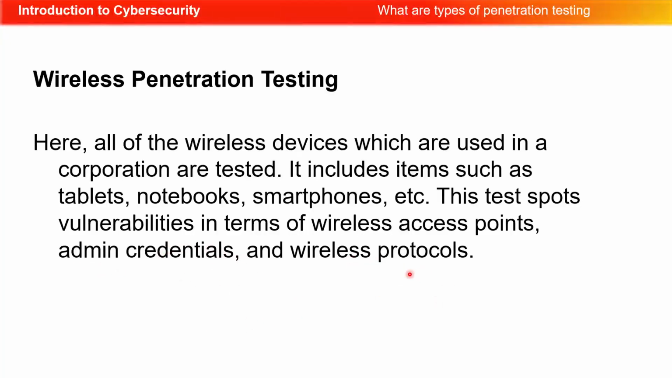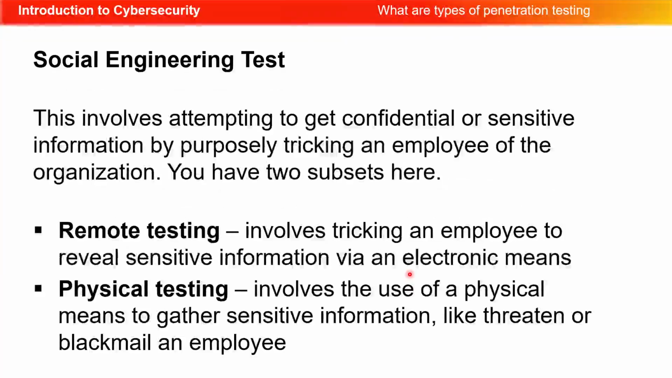credentials and wireless protocols? Social engineering is really a way of tricking somebody to reveal confidential or sensitive information. There are two subsets here. Remote testing involves tricking an employee to reveal sensitive information by electronic means, and that can be done really by using phishing. Or physical testing involves the use of physical means to gather information, like threaten or blackmail an employee, extort the information from them.